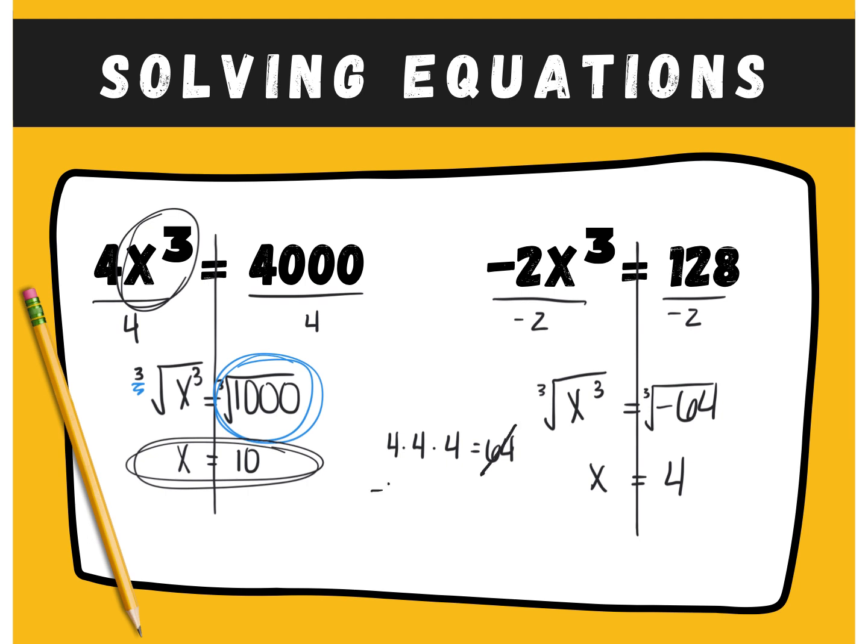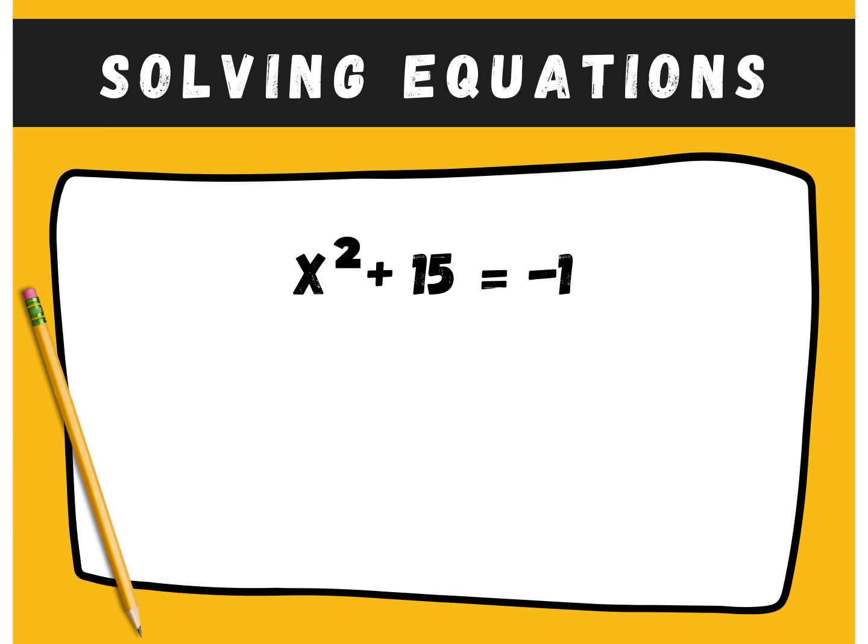In this case, we can have a negative solution. It's just that we can only have one solution. So it's either positive or negative when you're solving a cube root equation. Now, negative 4 times negative 4 would give me positive 16, and then a positive 16 times the last negative 4 would give me the negative 64 that I'm looking for. So my solution here is negative 4.